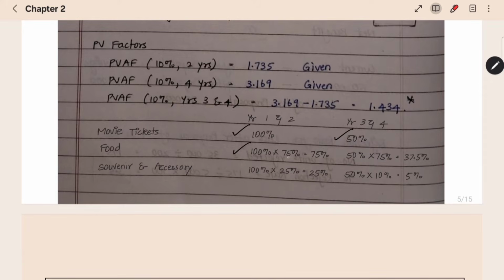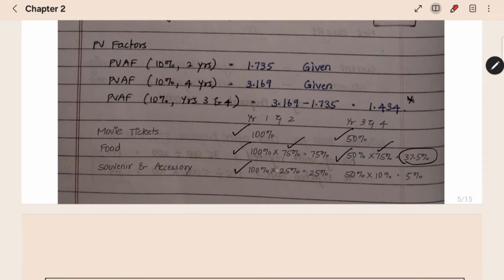In food, 100% people when visiting, only 75% people will buy the food. So only 75% will be the revenue which you will get from food. In year 3 and 4, only 50% will visit. Out of that, only 75% will buy. So effectively 37.5% revenue only you will get.